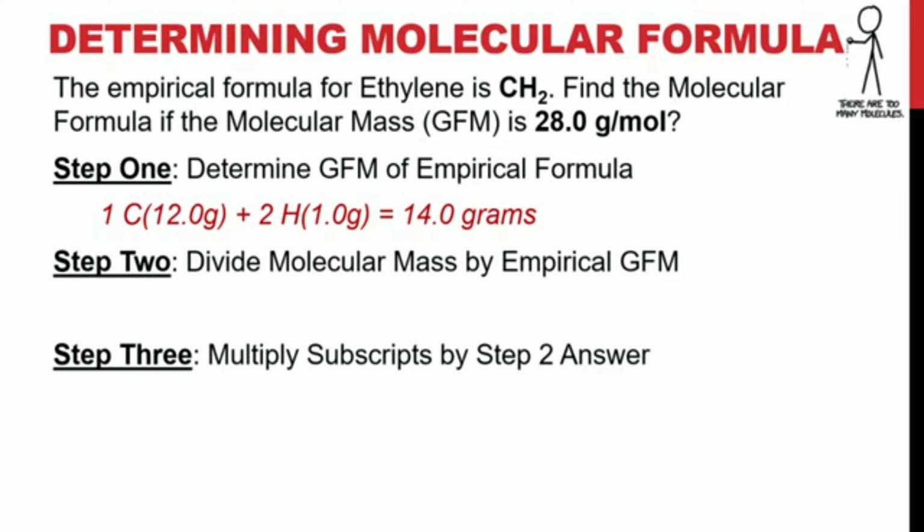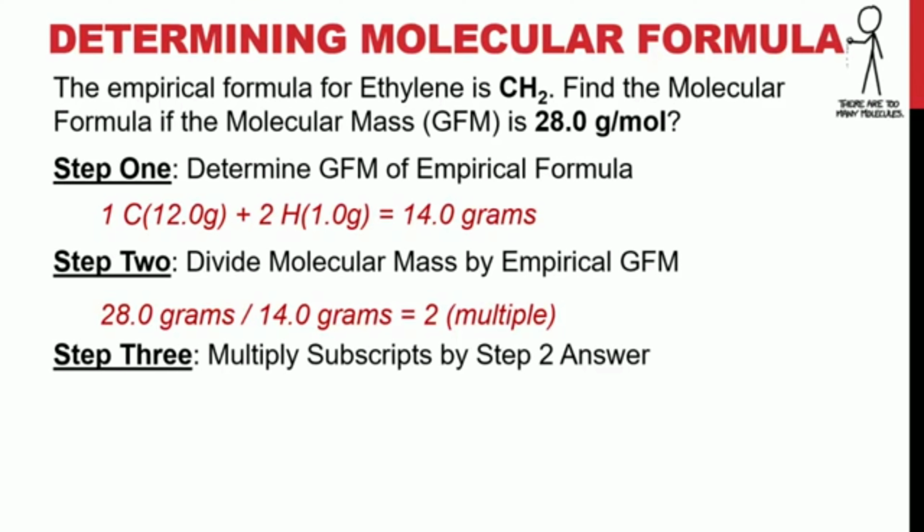Step 2: divide the molar mass by the empirical formula mass. It says in our problem, the given molecular mass, you can see it in the question, is 28 grams per mole. That means you take 28 grams and divide it by 14 grams. That means our multiple is 2.